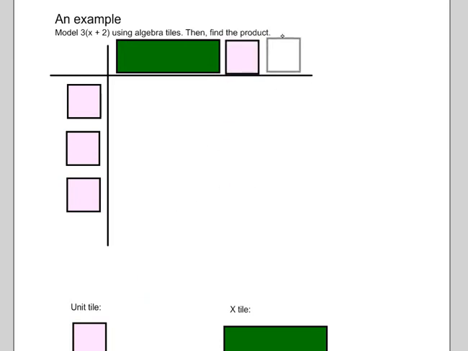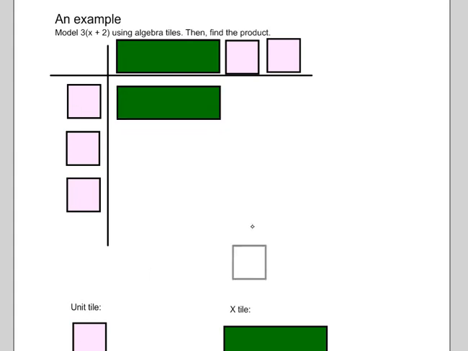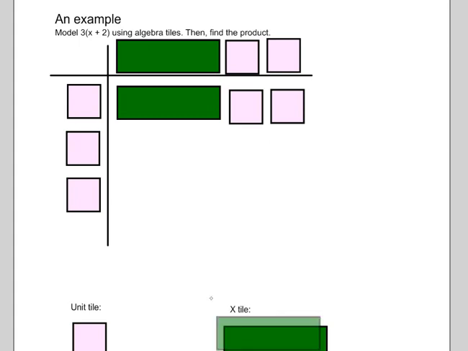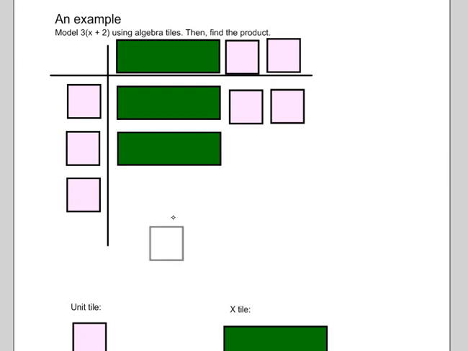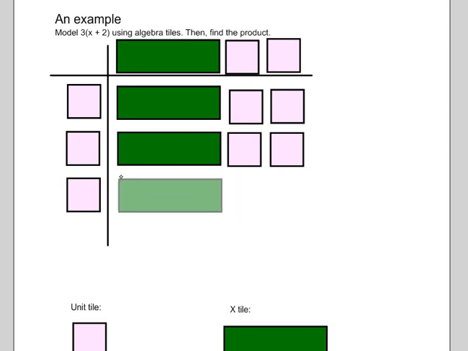Now all we need to do is the multiplication. A unit tile times an x tile gives us an x tile. 1 times 1 is still 1. So this was 1 times x, which is 1x, and then 1 times 1, still 1. We just repeat that: 1 times x is 1x, 1 times 1 is 1, 1 times 1 is 1, 1 times x is x, and 1 times 1 is 1, and 1 times 1 is 1.